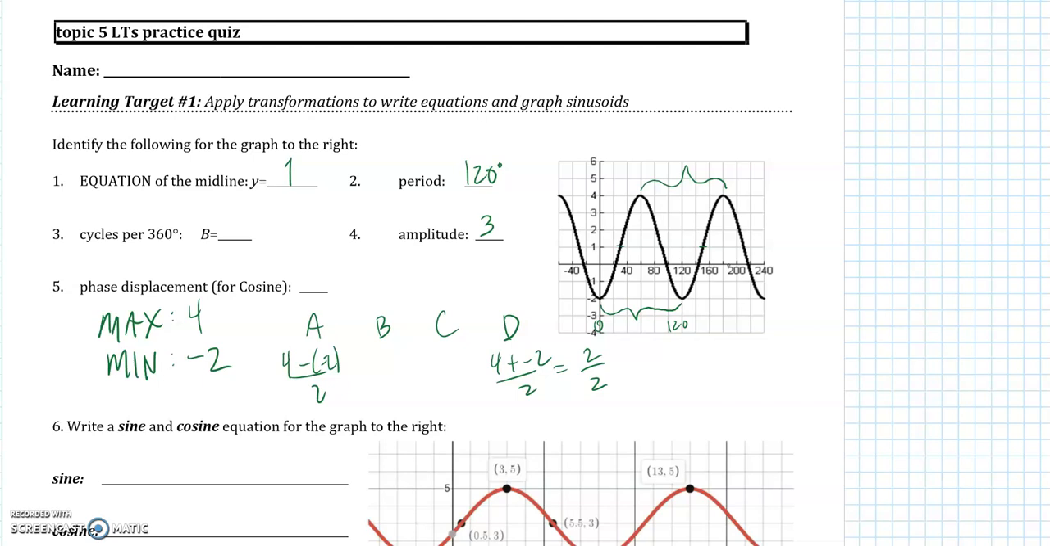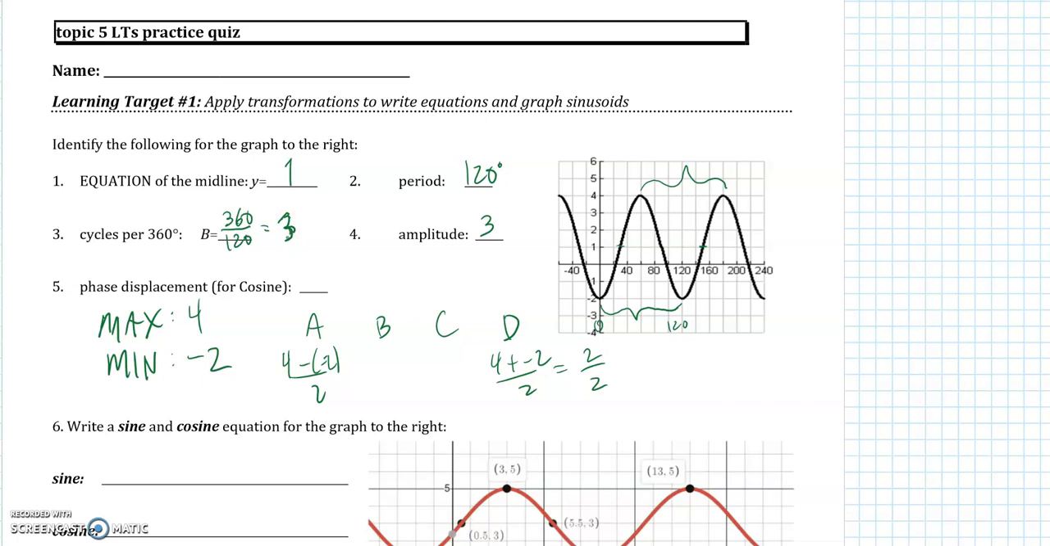B, in terms of degrees, has a formula. B is 360 divided by 120, the period. So B equals 360 divided by period when we're looking at degrees. And that means B equals 3, which says that we've got 3 cycles within the 360 degrees.